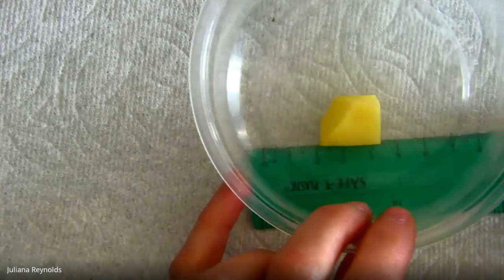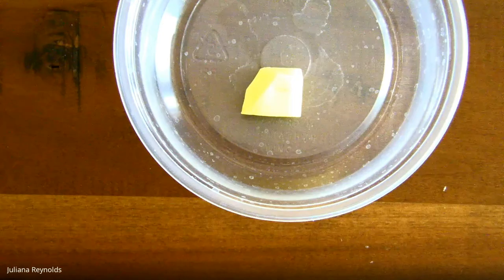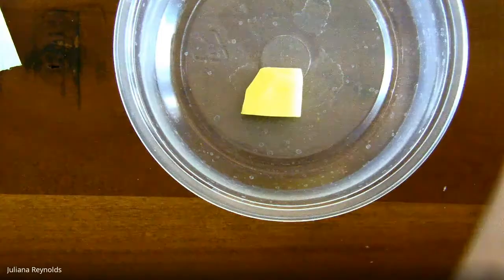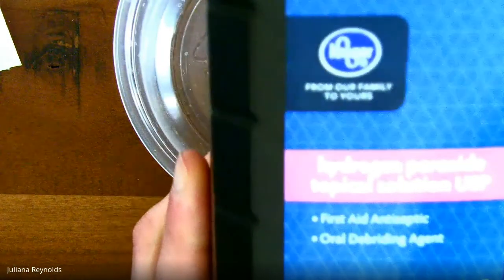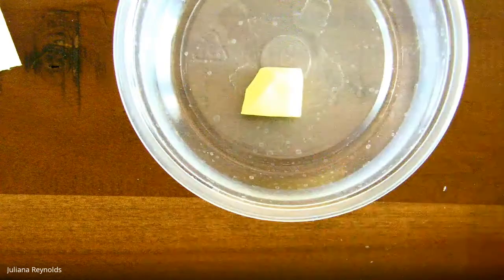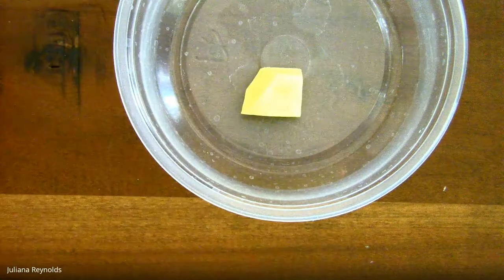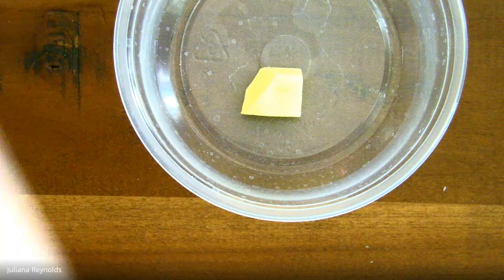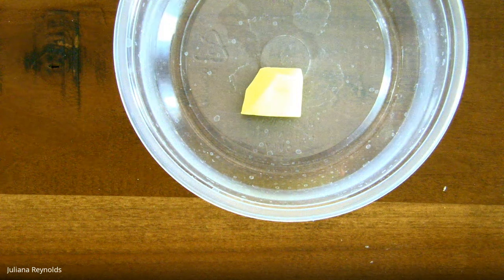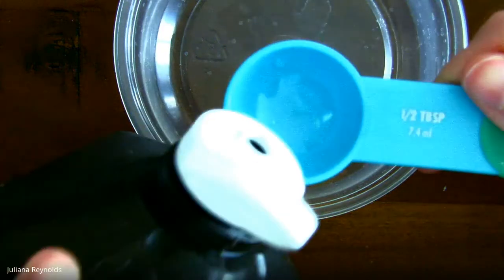So I'm going to move the paper towel away. To this potato, I'm going to add some hydrogen peroxide. For those of you who don't know, here's a container of hydrogen peroxide. It's often used as a first aid antiseptic to get rid of germs. It's also used in some different hair treatment products and things like that. Let me show you what the hydrogen peroxide looks like. Pour some into a measuring spoon here.